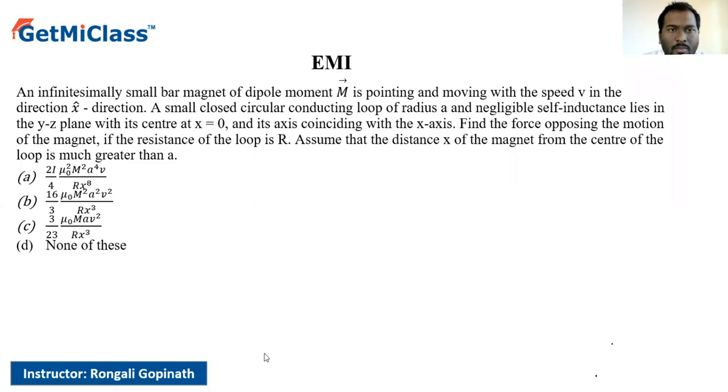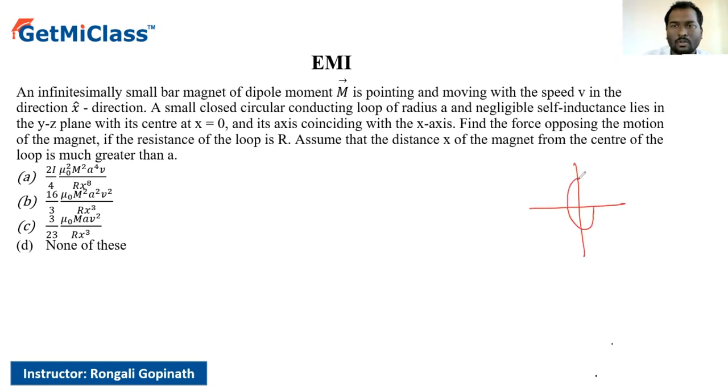An infinitesimally small bar magnet of dipole moment m bar is pointing and moving with a speed v in the direction x cap. A small closed circular current loop of radius a and negligible self-inductance lies in the y-z plane. So the scenario is somewhat like this.